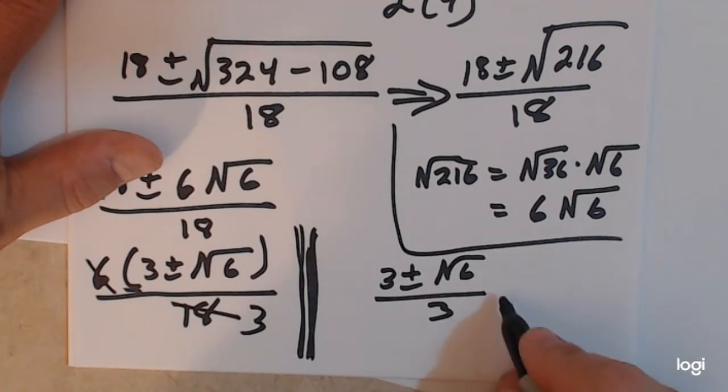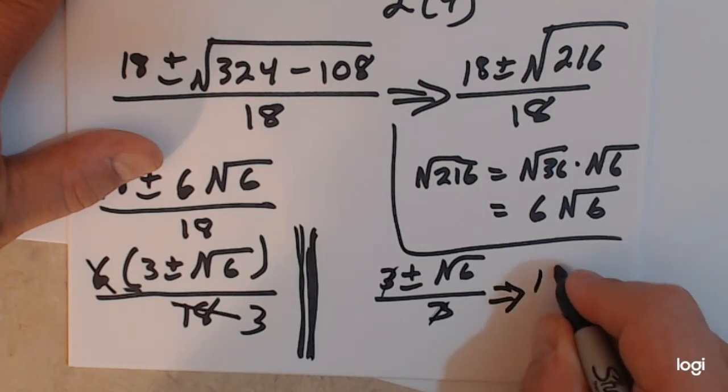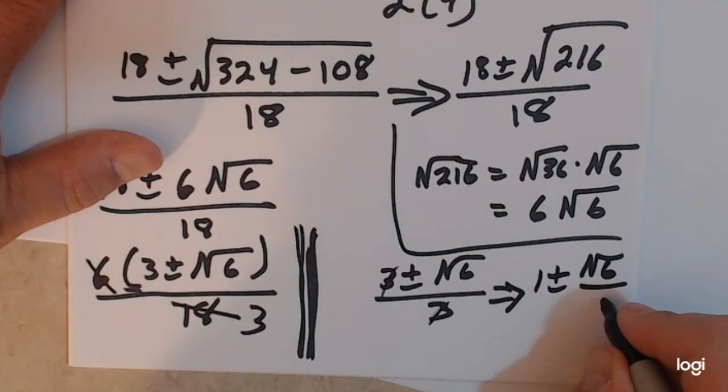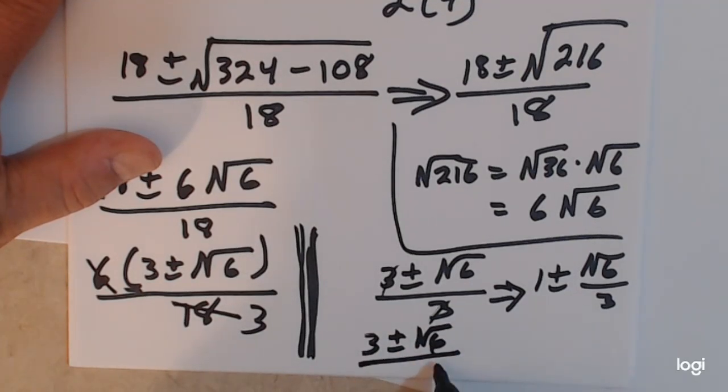Well, we could also cancel this, and we'd wind up with 1 plus or minus the square root of 6 over 3. That's one way we could do it. And we could do it as 3 plus or minus the square root of 6 over 3.